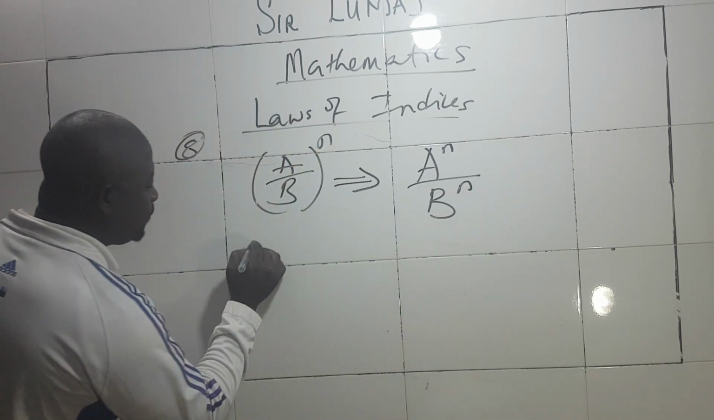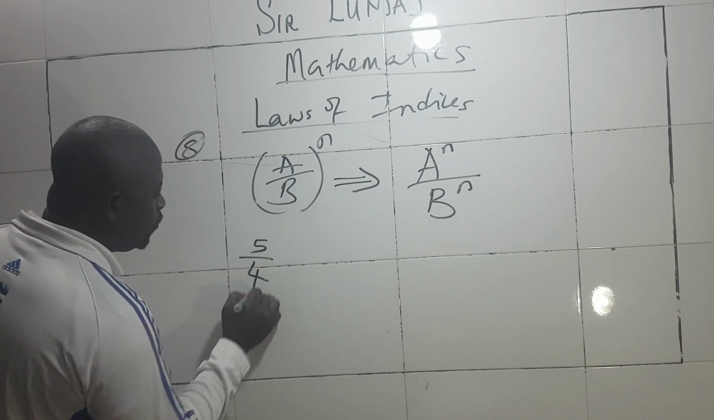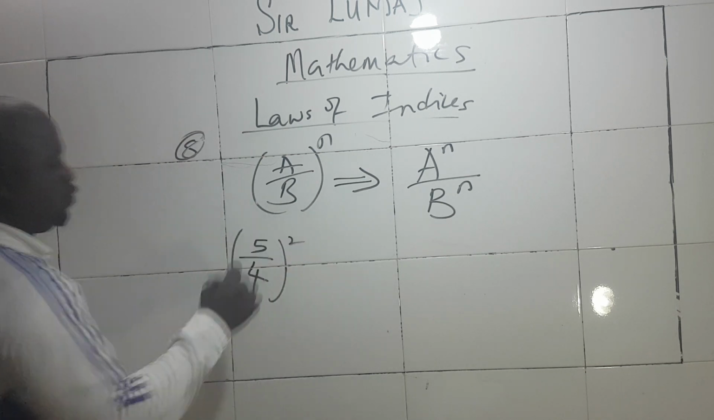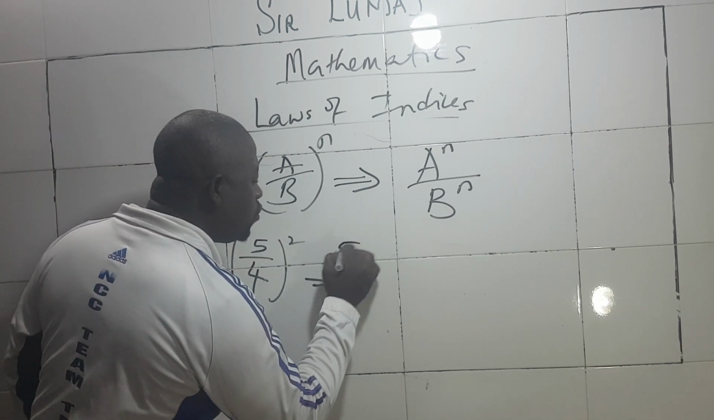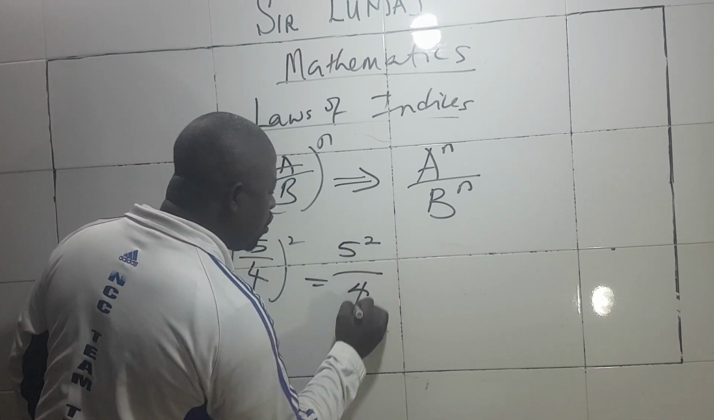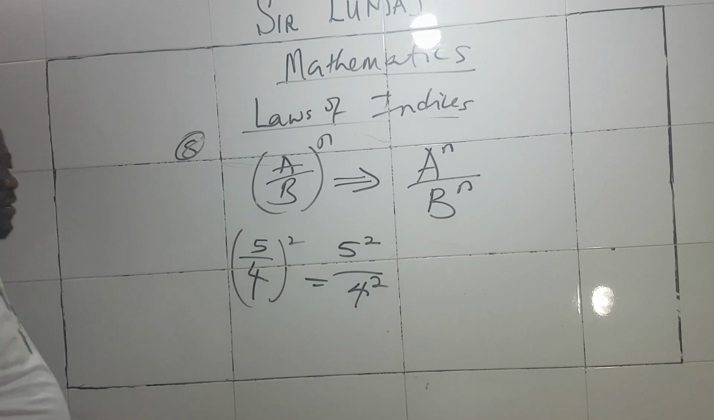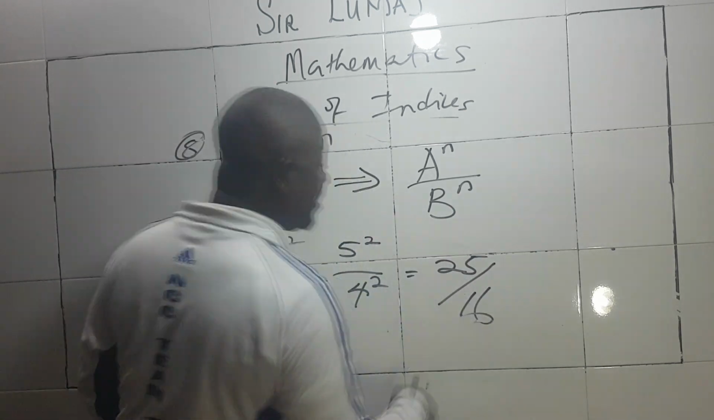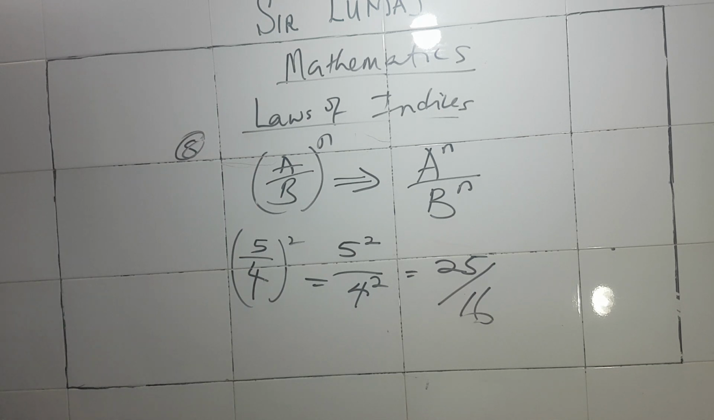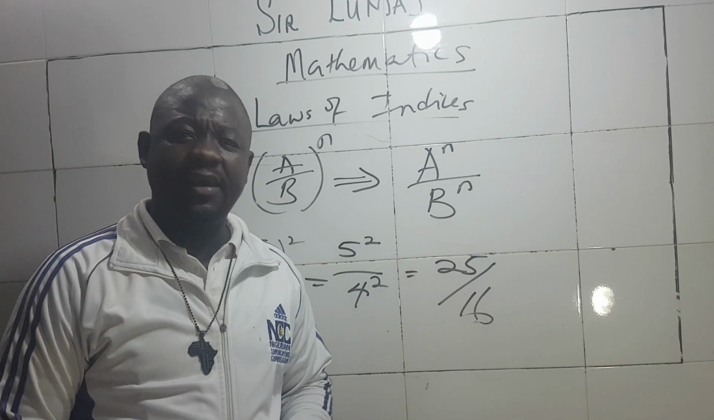For instance, let's say I have 5 over 4 raised to power 2. For me to solve this will be what? 5 raised to power 2 all over what? 4 raised to power 2. And this one will give us 25 all over what? 16. 25 all over 16. So those are the 8 rules in indices.